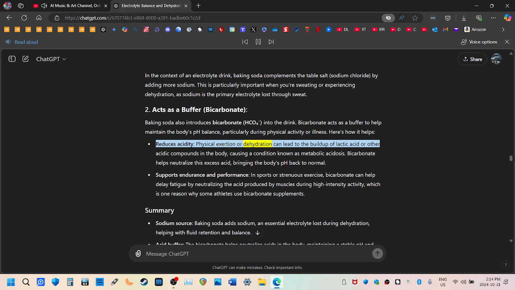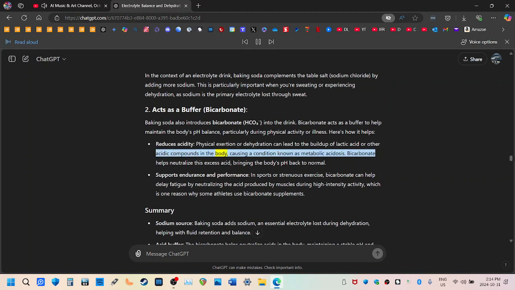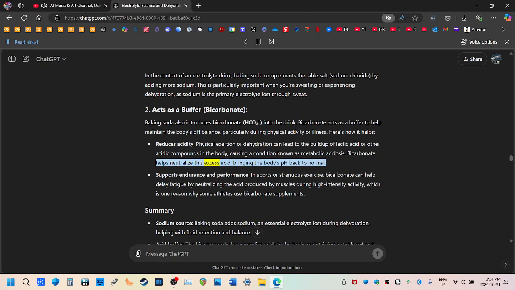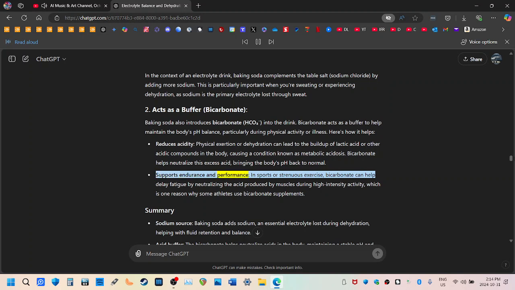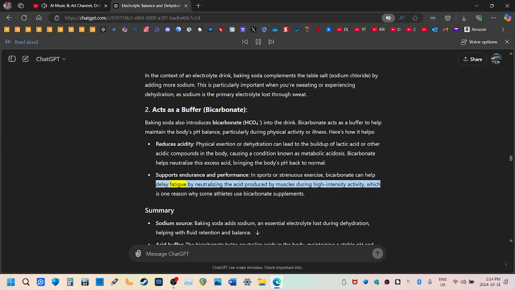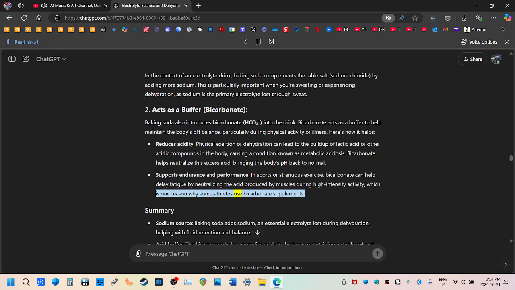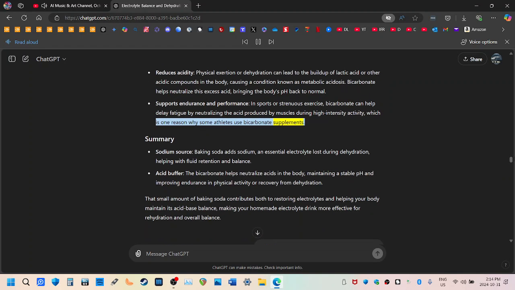Physical exertion or dehydration can lead to the buildup of lactic acid or other acidic compounds in the body, causing a condition known as metabolic acidosis. Bicarbonate helps neutralize this excess acid, bringing the body's pH back to normal. Supports endurance and performance. In sports or strenuous exercise, bicarbonate can help delay fatigue by neutralizing the acid produced by muscles during high-intensity activity, which is one reason why some athletes use bicarbonate supplements.